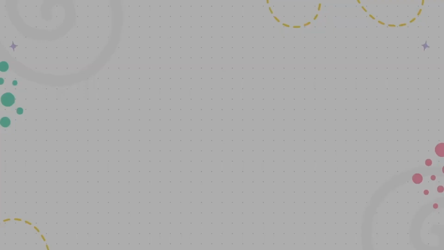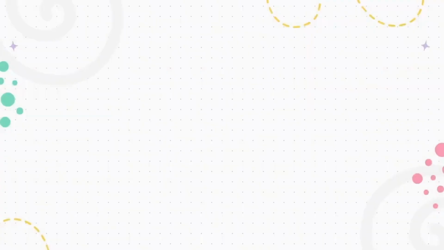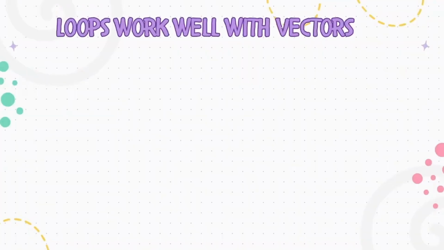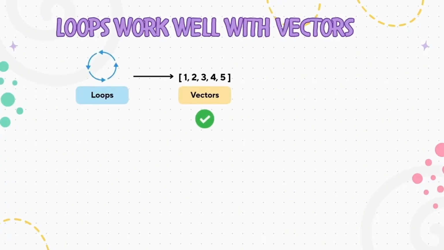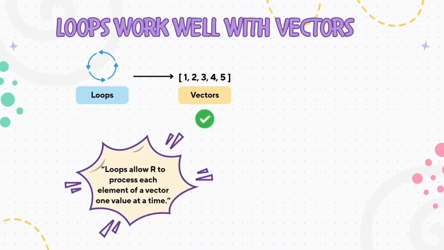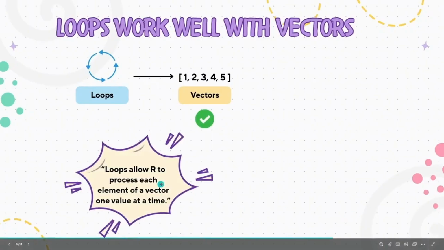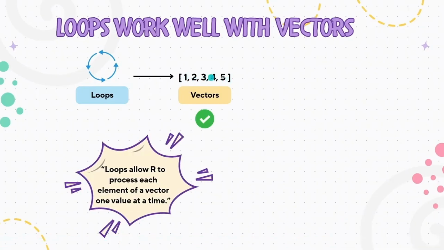So loops are most useful when you are working with multiple values, right? And in R, those values are often stored inside vectors. So loops work well with vectors. A loop allows R to go through a vector one element at a time. So loops allow R to process each element of a vector, that is 1, 2, 3, 4, 5, each element individually, one value at a time.